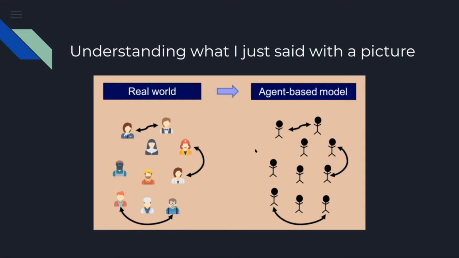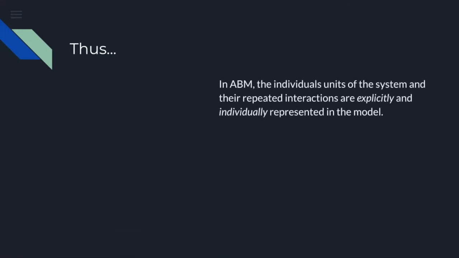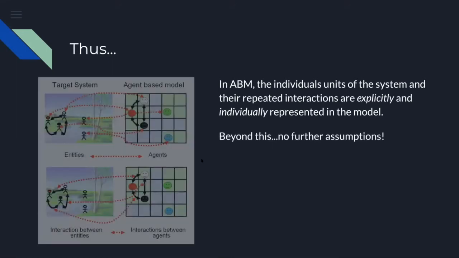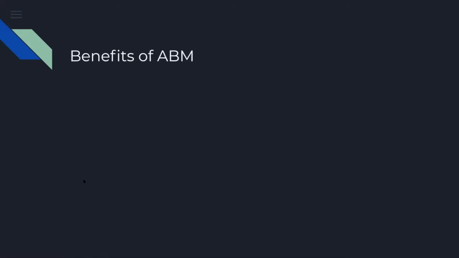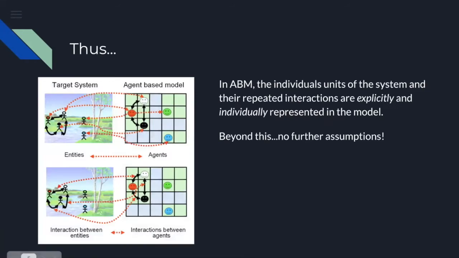And so, to wrap up what we just talked about in ABM, the individual units of the real-world system and the repeated interactions are explicitly and individually represented in the model. And beyond this, there are no further assumptions. And here's a similar picture. This one's messier, but you can see how we've taken this, which is supposed to represent the system that we're trying to model, nature, real life, and we're putting it in, and these interactions are made explicit in our model.